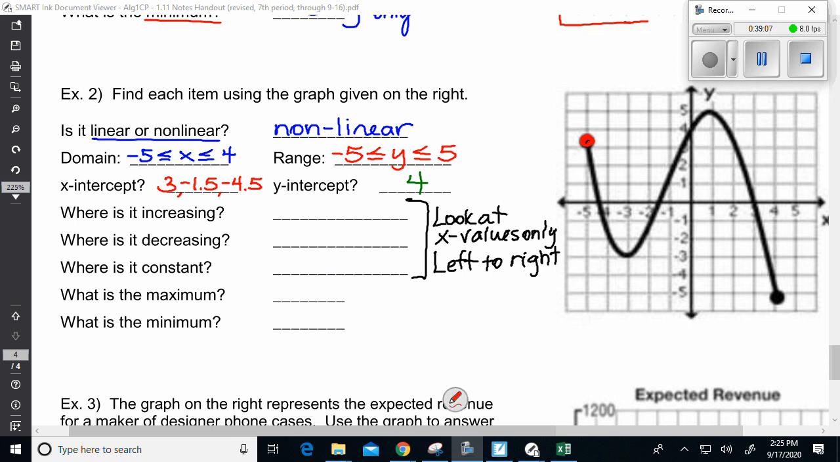Start on the left. Am I going up or down? We're going down. So we're going down all the way until we get to negative 3. So this part of the graph is going down. Let's keep going. I stop at negative 3. The ball is bouncing. Are we going up or down? So now that's increasing.